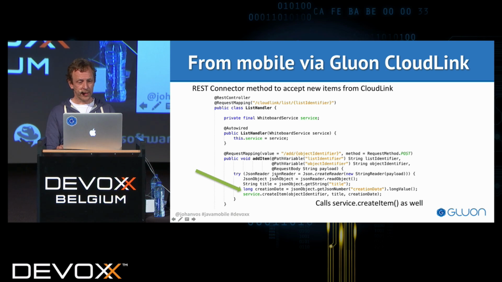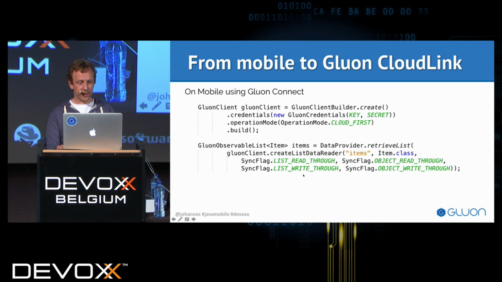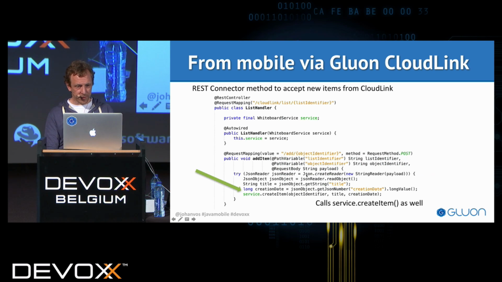that we created. We got it as JSON, so we read the JSON object, and we create the item based on the JSON object, and then we call again the service.createItem method. So we use the same backend functionality to create items. The REST handler is different, but the backend functionality is the same. So we reuse our existing enterprise code, whether the item is created from mobile or from desktop.